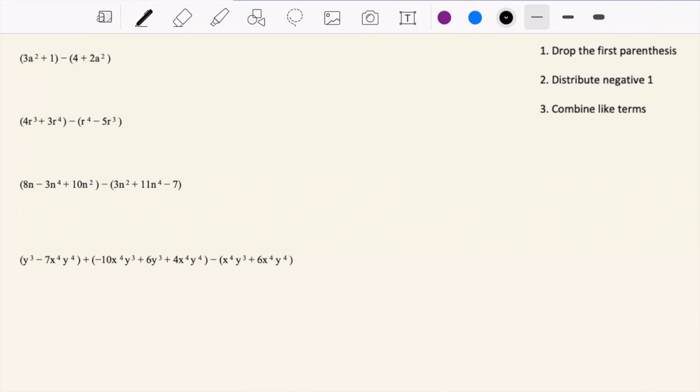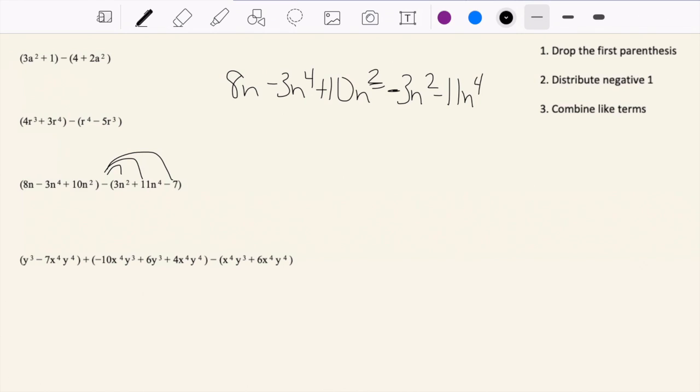So we're going to drop the first set of parentheses, and I'm going to write it over to the side. So 8n minus 3n to the 4th plus 10n squared. And then we have to distribute that -1. So this becomes -3n squared, -11n to the 4th, and then +7.